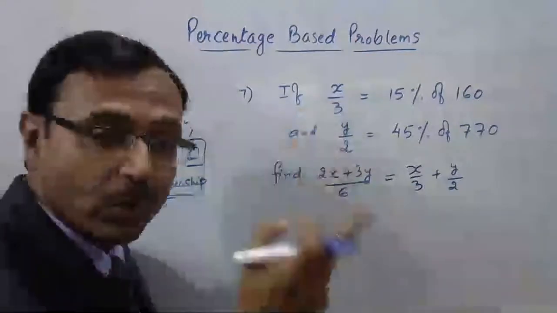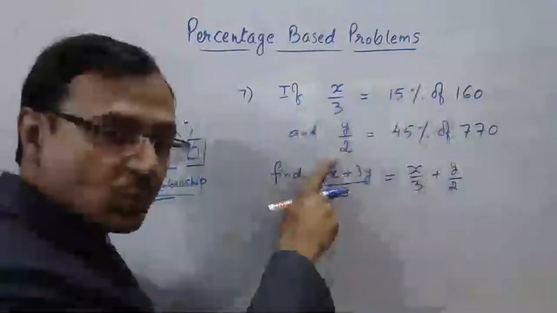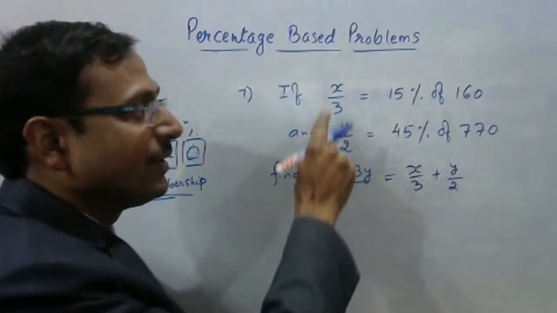So you don't need to take that 3 to the other side or find x first. Don't take this 2 to the other side and find y first. Why? Because we don't require them. We just need x upon 3 and y upon 2, which are mentioned here.